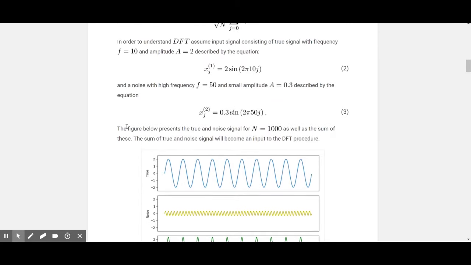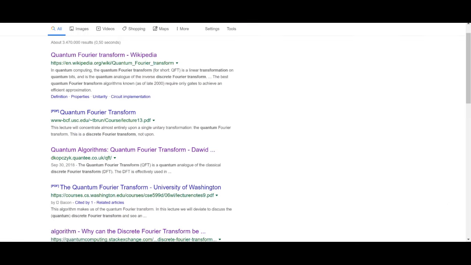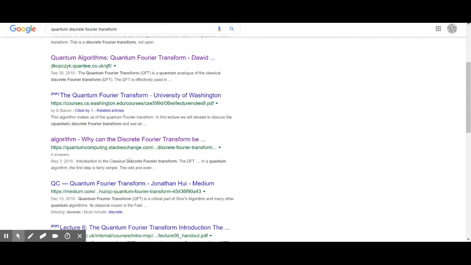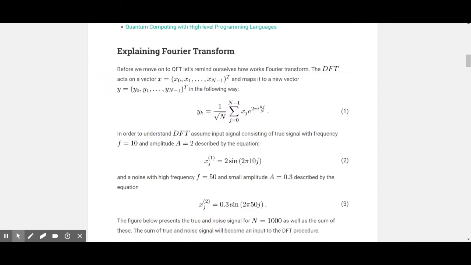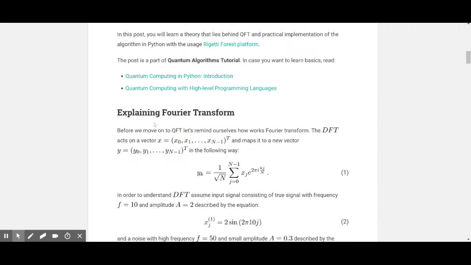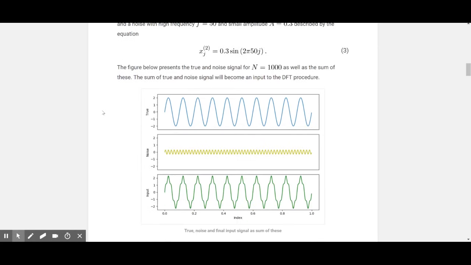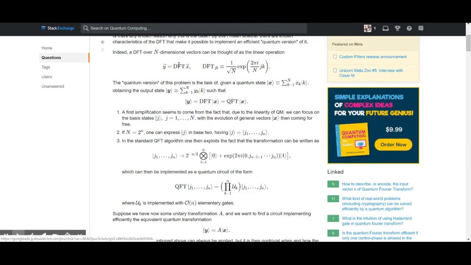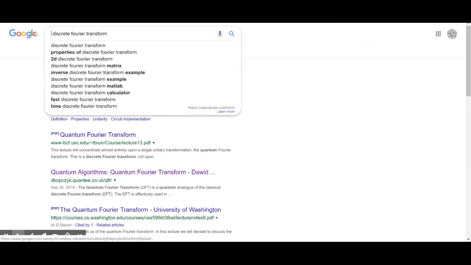Oh, wait a second, this was not here. I think this was... where did I find that? Where did I find that? I was reading something this morning. No, that's not what I'm looking for. Quantum discrete Fourier transform. The other way around. Let's just do discrete Fourier transform.